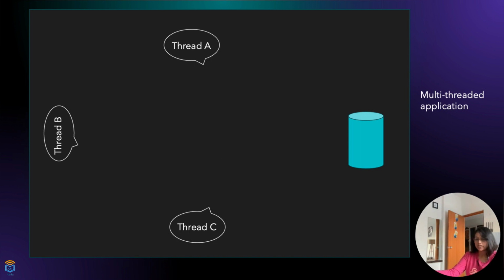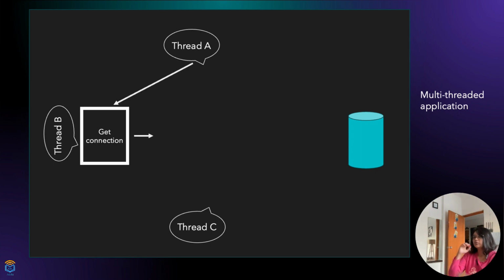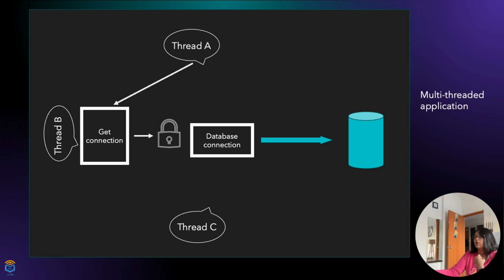So now let's see what double-checked locking is. What we can do is, before the lock, put a filter to get the connection. When thread A wants to access the database, it will first try to fetch the connection object. It will see that the connection object is not present. Then it will access the lock. After accessing the lock, it will again try to fetch the connection and see that the connection object is not present. Meanwhile, thread B will also try to get the connection object.